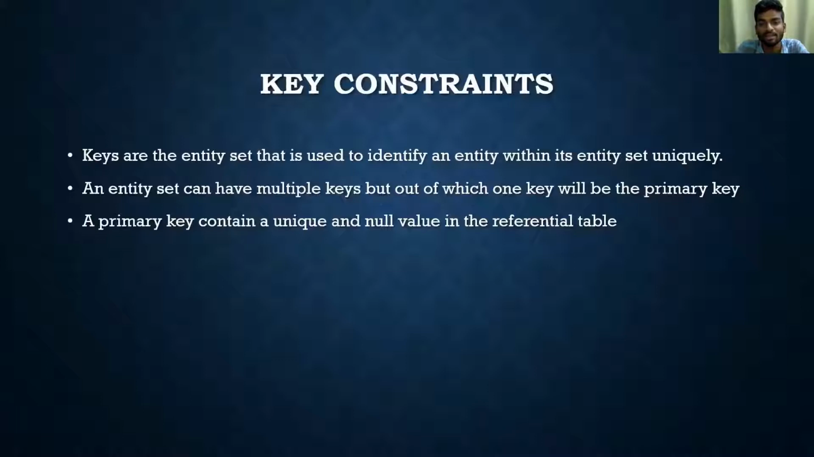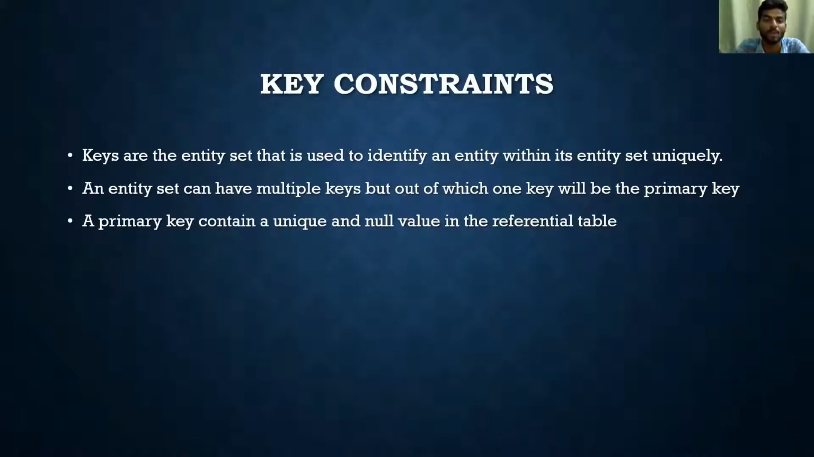Next, key constraints. Keys are the entity set that is used to identify an entity within its entity set uniquely. An entity set can have multiple keys, but out of them one key will be the primary key. A primary key contains unique, non-null values in a referential table.